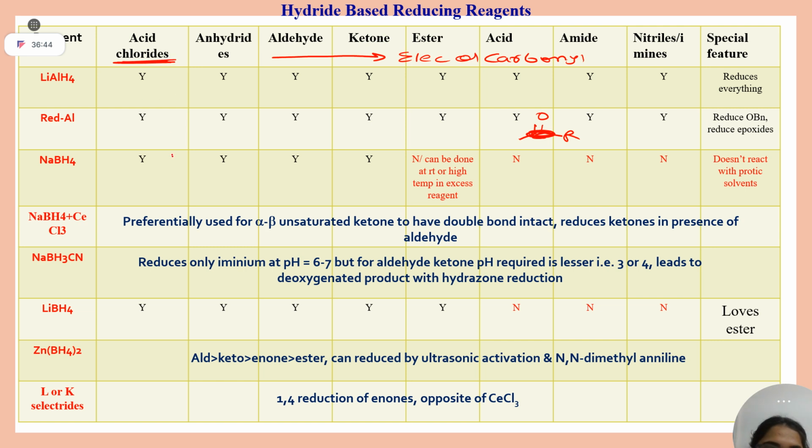Therefore, you can see that every reagent can reduce acid chlorides because they are too reactive. Understood? Then anhydrides come, then aldehyde, ketone. Why is ester not that much? Because in ester an OR group is there. This oxygen by its mesomeric effect somewhat reduces the electrophilicity of this carbon. Similarly, in acid there will be OH, in amide there will be NH2. From here, electrophilicity of the carbonyl is decreasing.